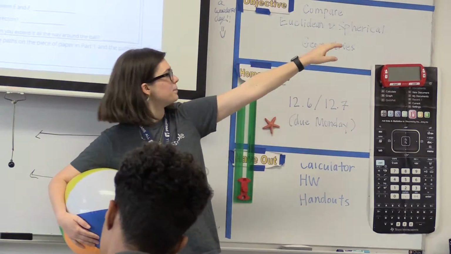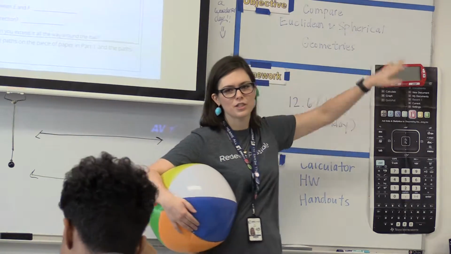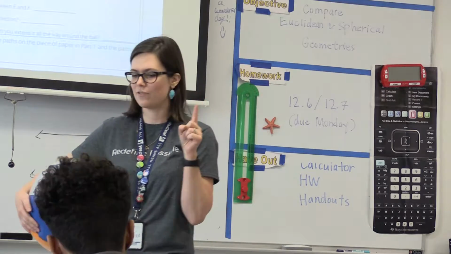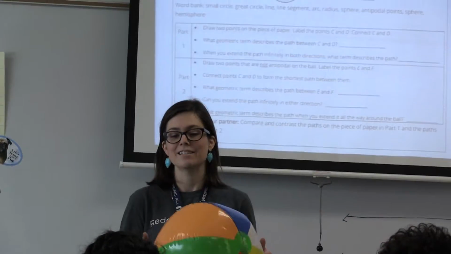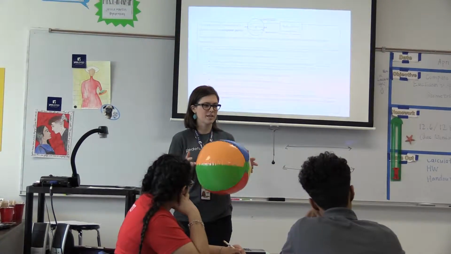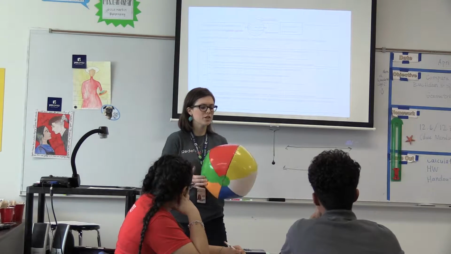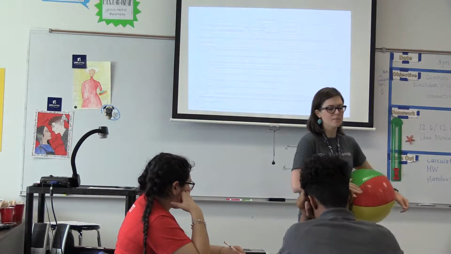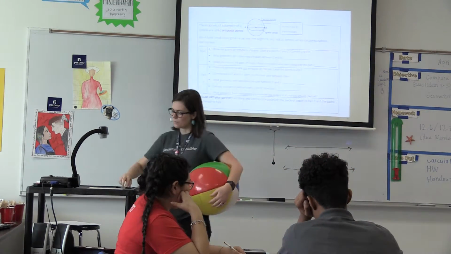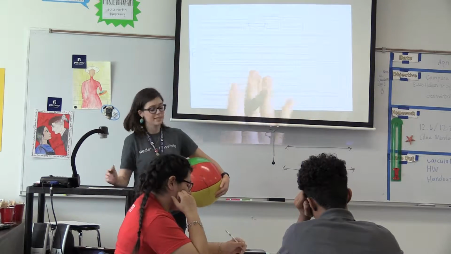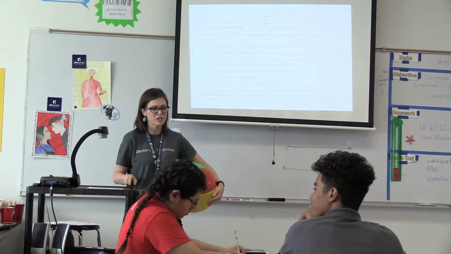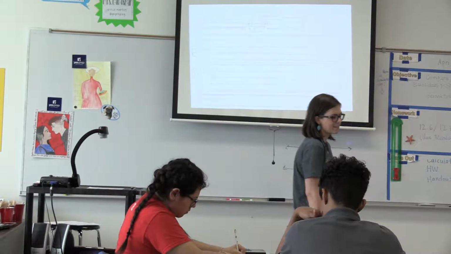Spherical geometry, everybody say spherical geometry. Spherical geometry is a new kind of geometry that has some different rules than the geometry that we've been studying all year. So what you're going to be doing now is comparing Euclidean geometry, label it with an E, with spherical geometry with an S.